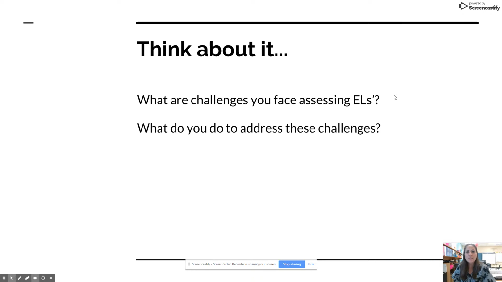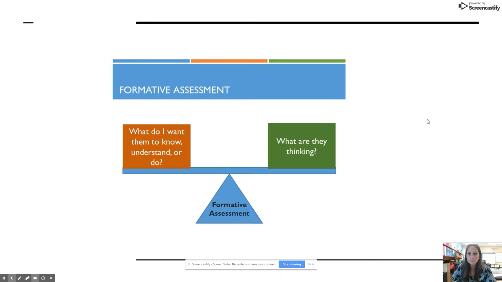So the first thing I want you to think about is, what are the challenges that you face when you're assessing ELs, and what do you do to address these challenges? If you want to pause the video at this point and think about that, you may. So we're going to be talking about formative assessment, and the most important thing that I want you to get from this is formative assessment is ongoing. The purpose of it is to help us inform our instruction, to help maximize our students' learning and their achievement.